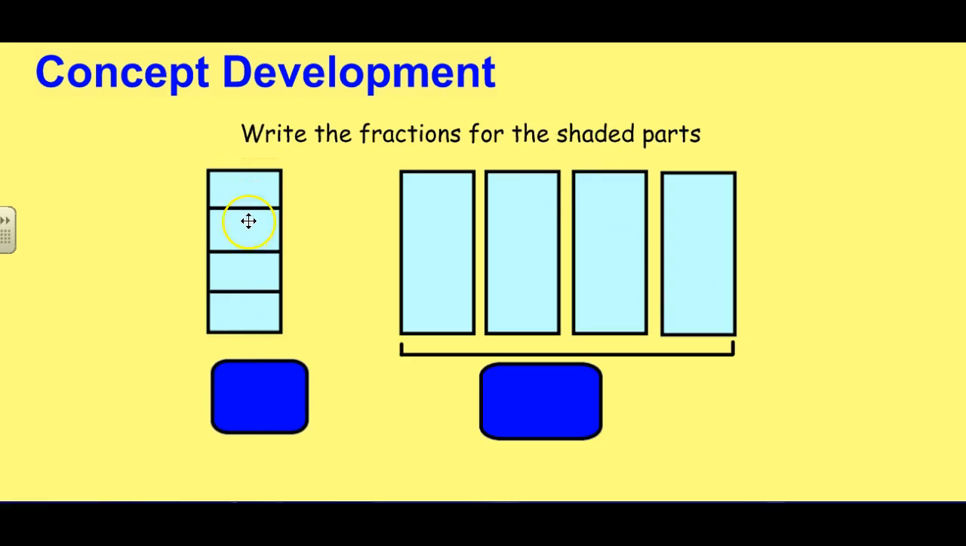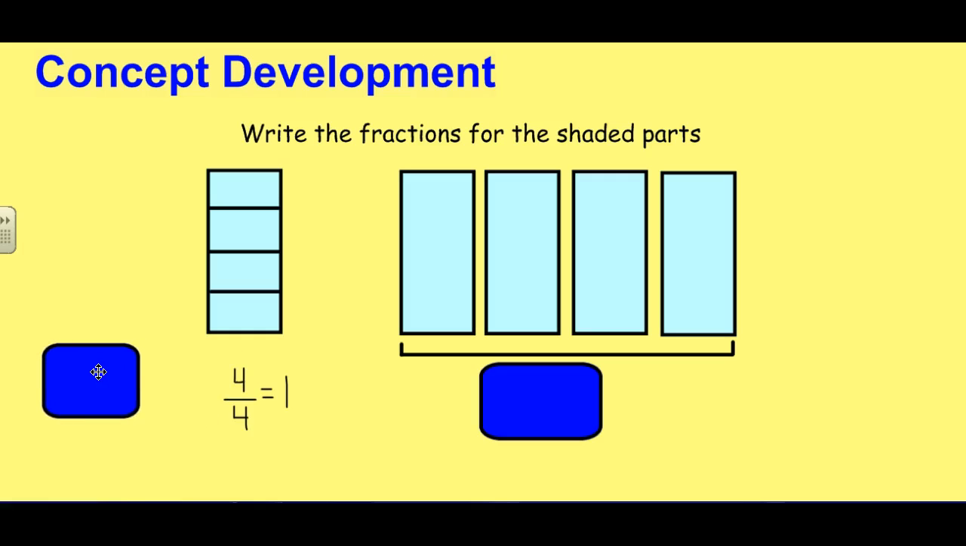Okay, so on your paper, I want you to write what fraction this model shows us. And if it's equal to a whole number, make sure you're putting the whole number that it is equal to as well. Whenever you have that written on your paper, you may push play to check your answer. Okay, so the fraction would be 4/4, and that would be equal to 1. The reason that the fraction is 4/4 is because there are 4 parts in the whole, and there are 4 parts that are shaded. And since that whole thing is shaded, we know that it's equal to 1 whole.